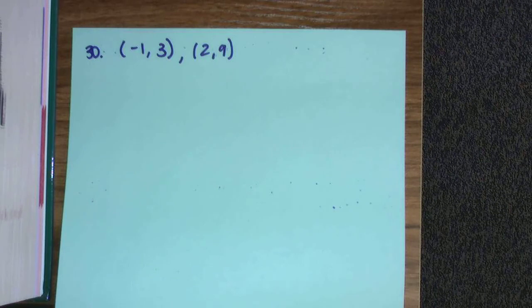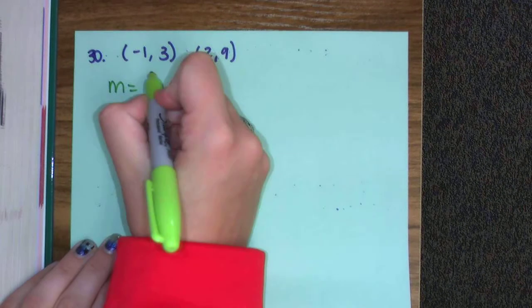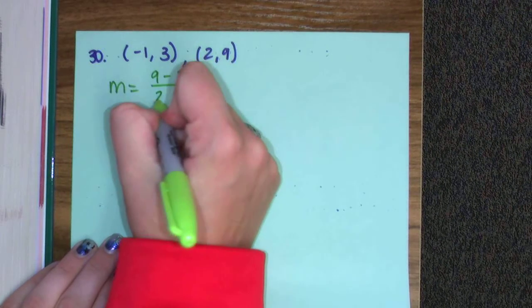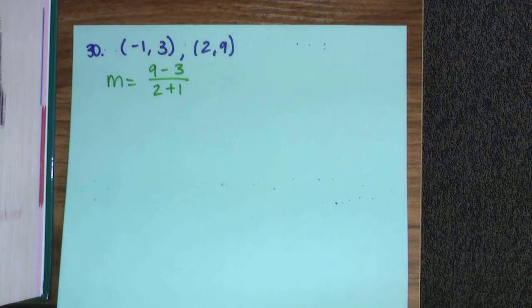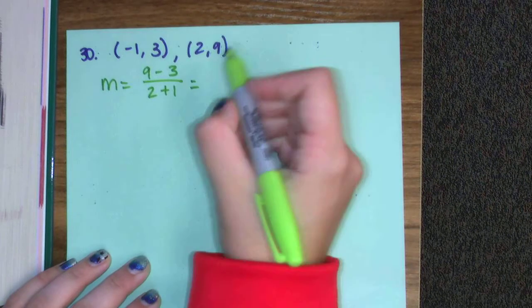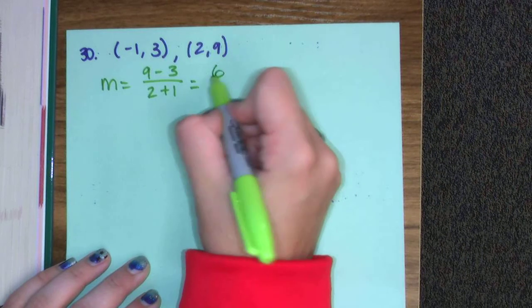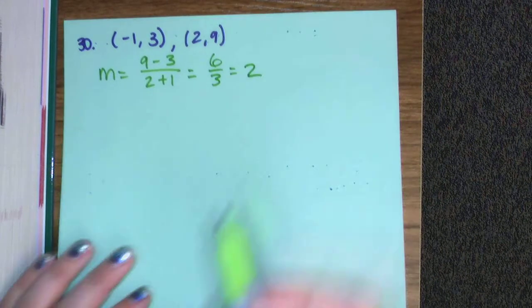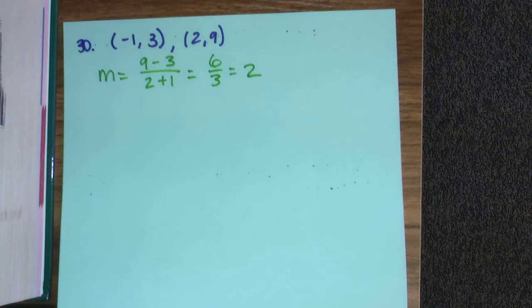So what do I need to do first? So you ought to write my equation of the line, which is what? 9 minus 3 over 2 plus 1, and that gives me, okay, so I have a slope of 2. Now I have a slope, and I have 2 points. Does it matter which point I pick to write my equation of my line? Nope. So which one do y'all want to use?